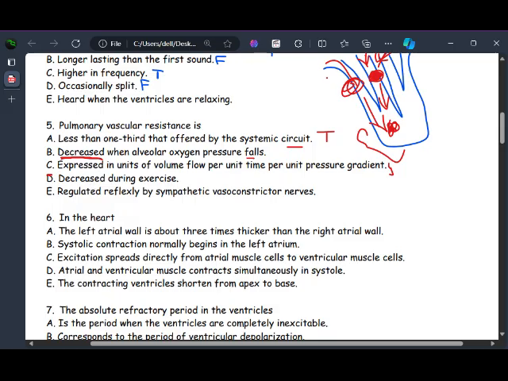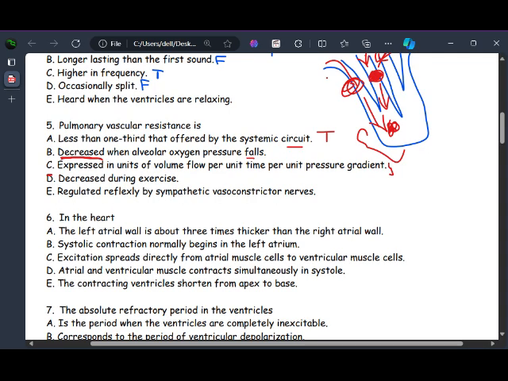Okay, D on question 5, we have decreased during exercise. Pulmonary vascular resistance is decreased during exercise. Is that true or is that false? Let's just use reasoning. If you're exercising, you need a lot of oxygen. How do you get a lot of oxygen? Of course, you send a lot of blood to the lungs so that that large amount of blood can pick up a large amount of oxygen, and then it can take that oxygen to the rest of the circulation, the rest of the body.